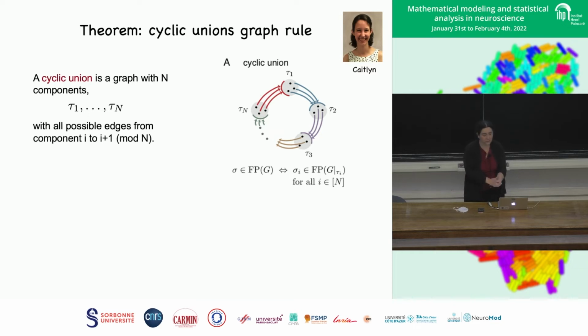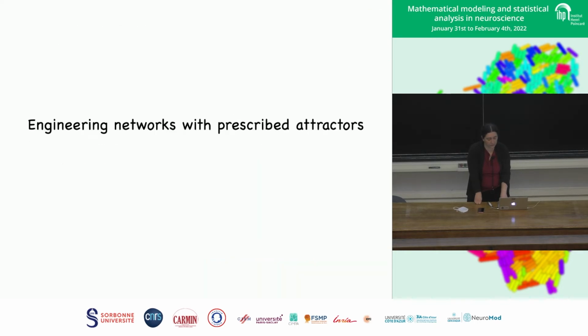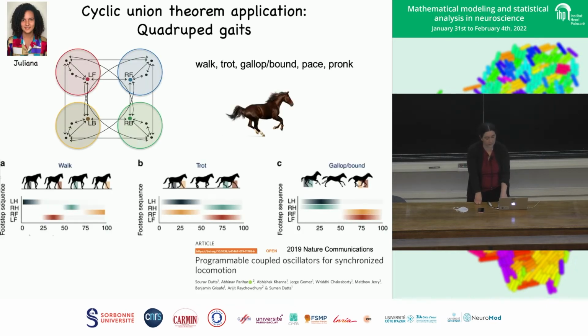So there's some nice structure there that I don't really have time to talk about, but I want to get now to the application. So using the cyclic unions graph rule, which Katie and I developed in collaboration with my former grad student, Caitlin Parmalee, we are able to engineer some very nice networks with prescribed attractors. And this is work of my current grad student, Juliana Londono Alvarez.